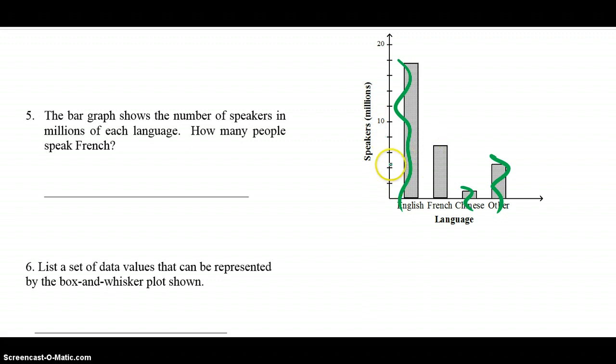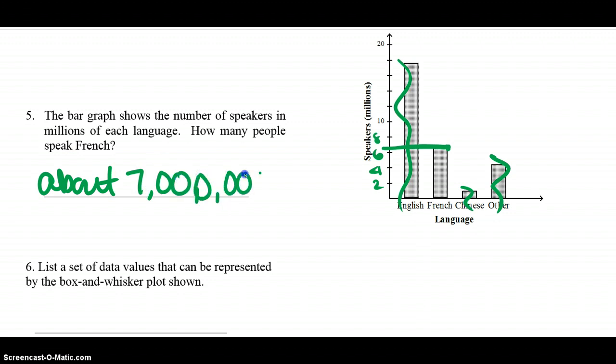I notice that I have little tick marks and they go up by tens, but I could go up by 2, 4, 6, 8, 10. So each tick mark goes up by 2. And so French, I'm just going to round up, is about 7 million people. Just writing 7 is not correct. You need to look at the label on your vertical axis.